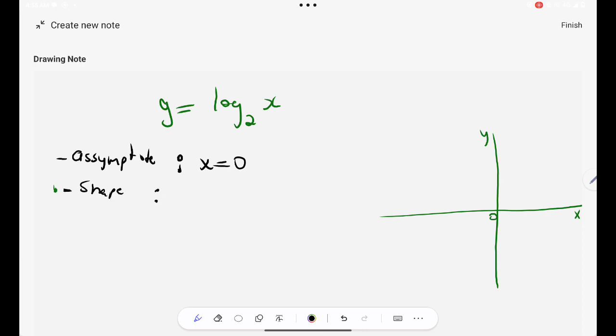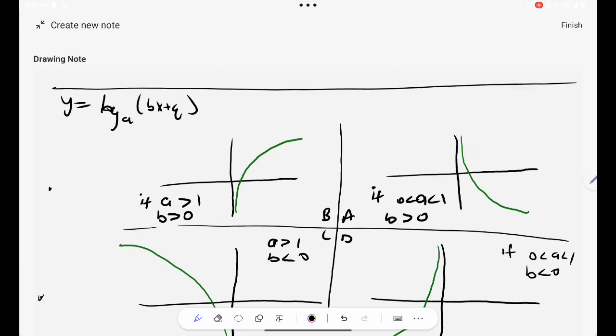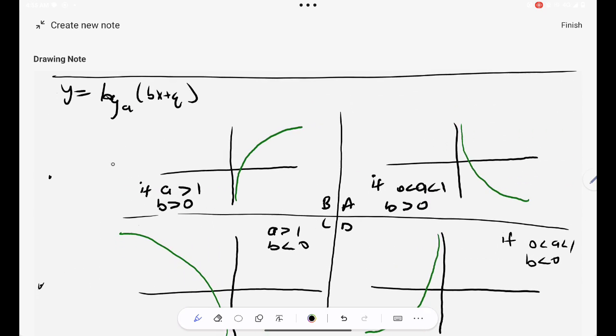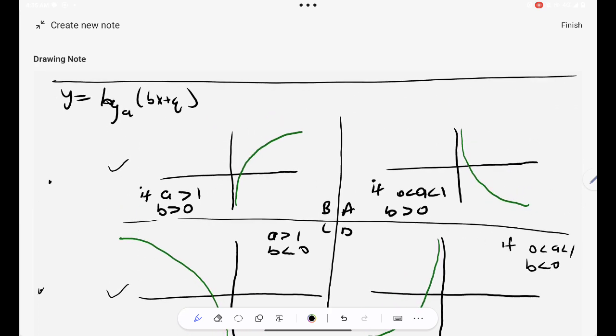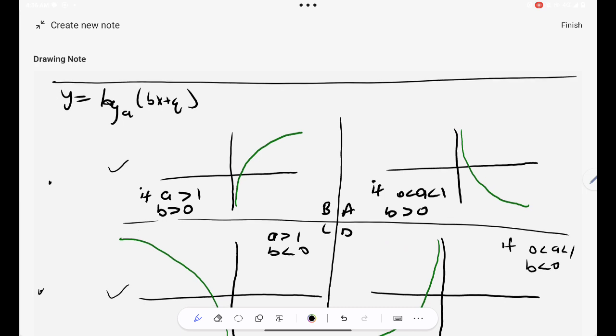And then the shape of my graph will be determined by a and b, right? a is a number which is equal to 2, and 2 is a number which is greater than 1. All together. So my graph will either look like the one at A or the one at C. But now the sign of b will help me to choose between the two. If b is positive, my graph will look like the one at A. If b is negative, my graph will look like the one at C.